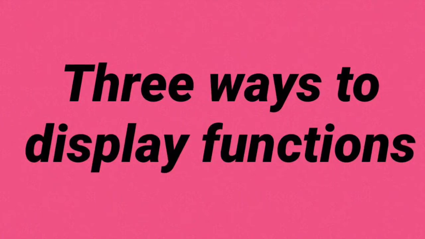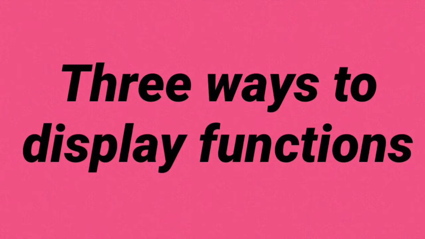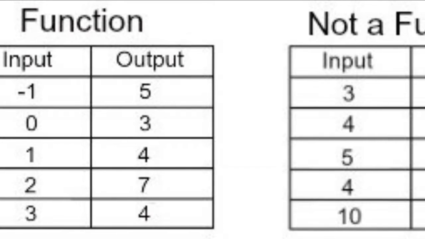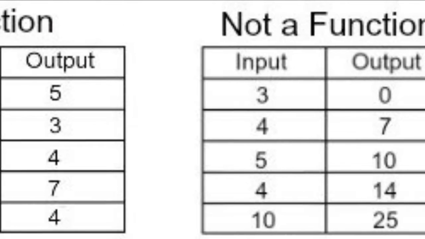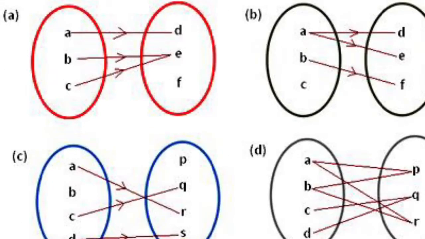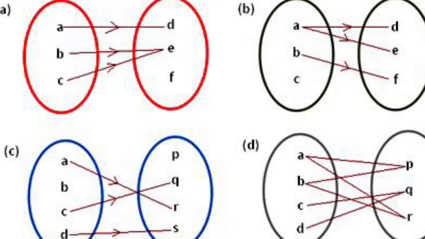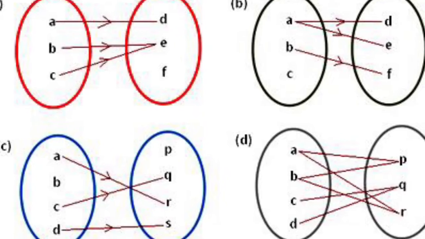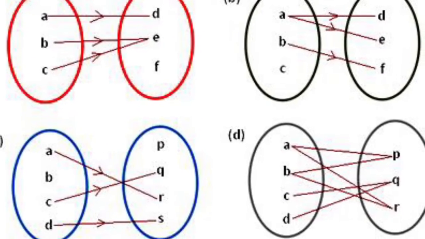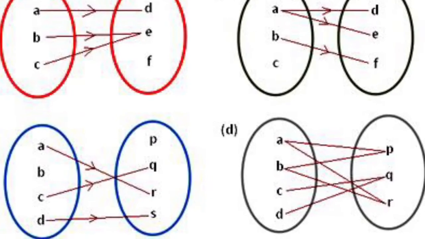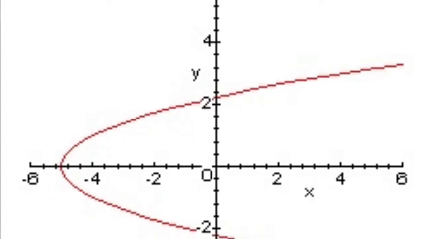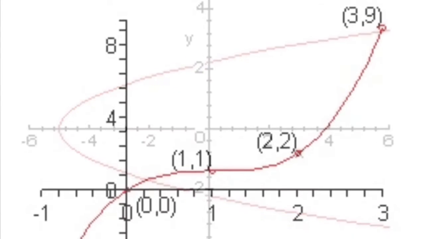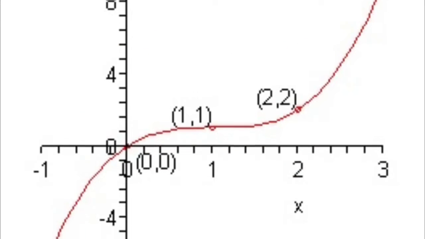Next, we will look at the 3 ways that you can display a function. A function can be displayed as a table where you have an input and an output, or an x and a y. It can be shown as mapping, where we put the x's in the first circle, y's in the second circle, and then connect them with a line. Or it can be shown with a graph, and in a graph you are looking to make sure that it passes the vertical line test, which I will explain shortly.